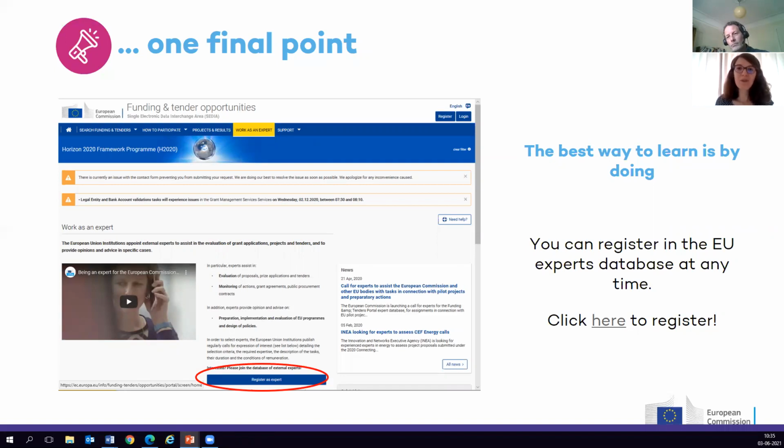And that could give you a really hands-on experience of proposal writing and evaluating under Horizon Europe. So if you're interested, don't hesitate to register. You will find the link on the slides, but if you want to access it by yourself, you go again to the Funding and Tenders portal, and there is a tab, Work as an Expert. And here you will find all the information about the requirements and how to register in the database.